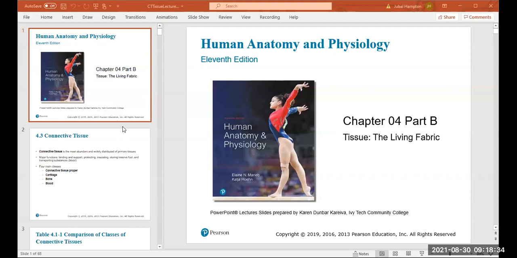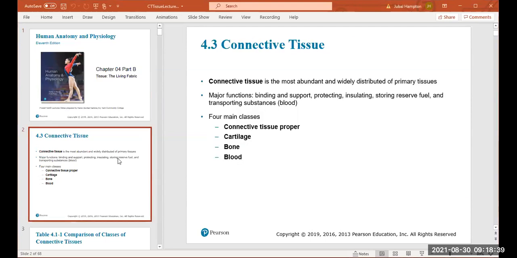All right, projected up on the screen, we have the other PowerPoint now that looks at connective tissue. Connective tissue is the most abundant and widely distributed of the tissues. Four main classes: connective tissue proper, cartilage, bone, and blood. Major functions are going to be binding and support. These are support tissues. They protect, insulate, they store, reserve fuel.